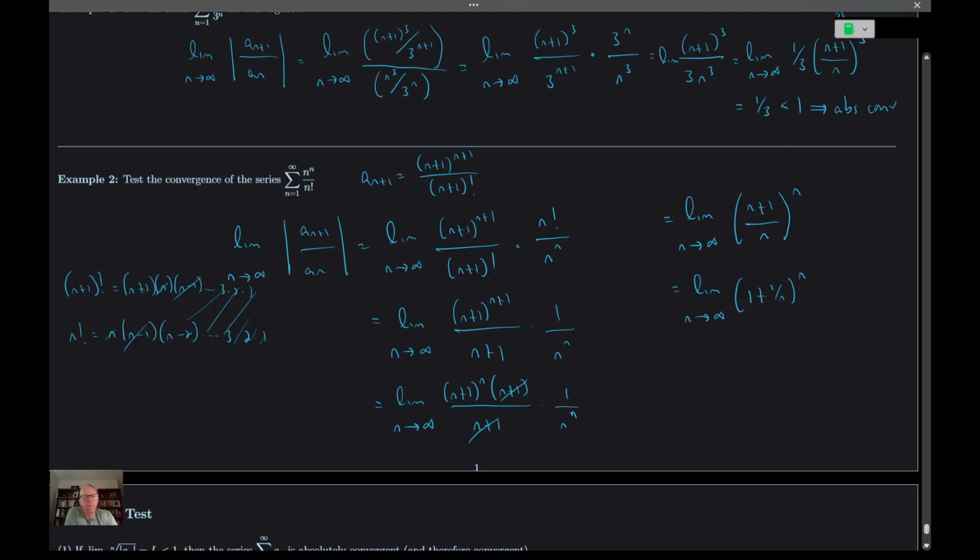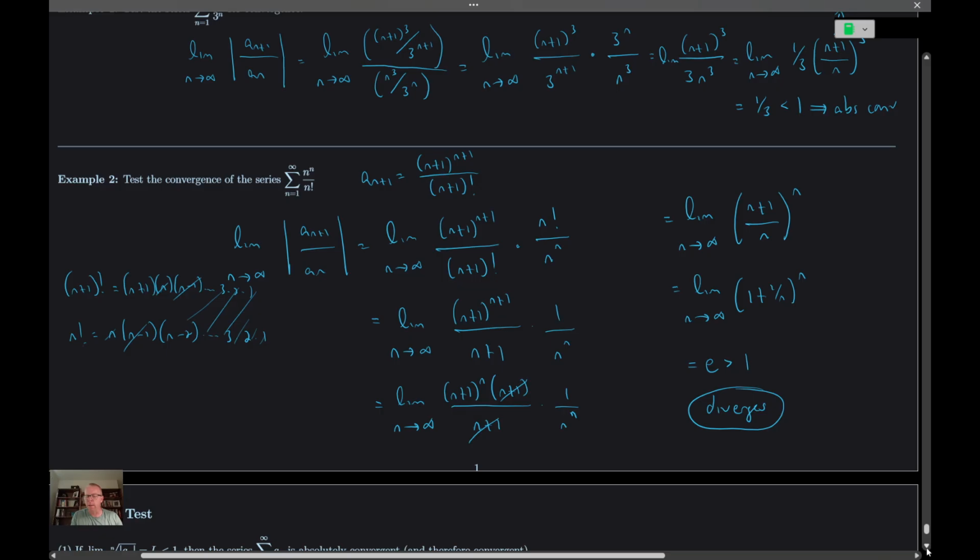And you might not recognize that, but maybe you do. This actually is the definition of e. And e, of course, is approximately 2.71, which is greater than 1. So then this series diverges.